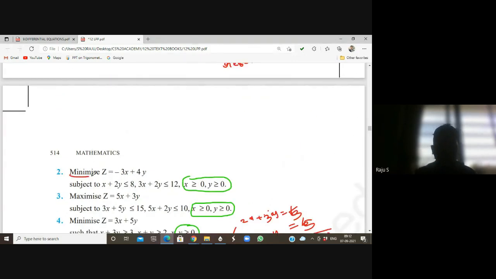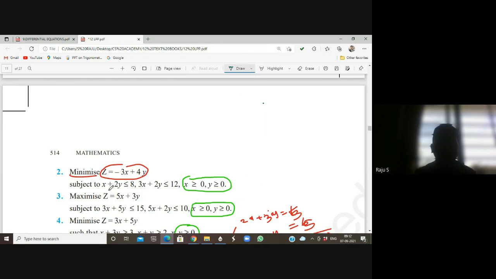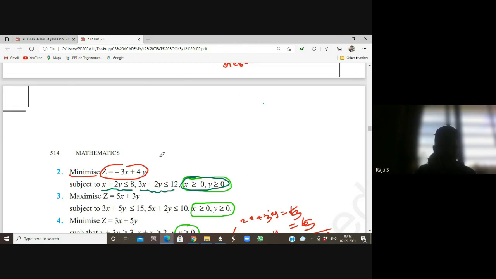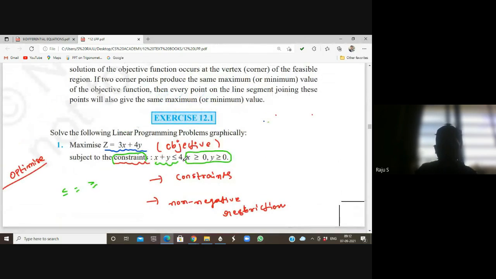Here, in the second question, minimize is the objective function. So what are the constraints they have given? Constraints means linear inequations. There are two constraints given, totally four including the non-negative restrictions. So to draw it, first we have to find the region. Region in the sense we should use the graphical method. I'm going to tell you what I mean by graphical methods. The questions are very, very easy here, no doubt at all.